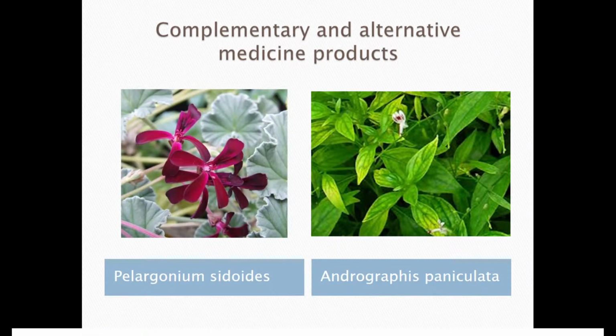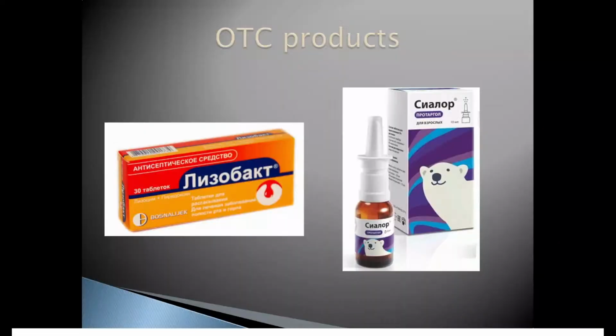And here is Pelargonium sidoides, which is commonly used in our country. We have this flower in our rooms for cleaning the air. It is a beautiful flower and also helps in prophylaxis of infection. And Andrographis paniculata also can be used to decrease inflammatory symptoms.